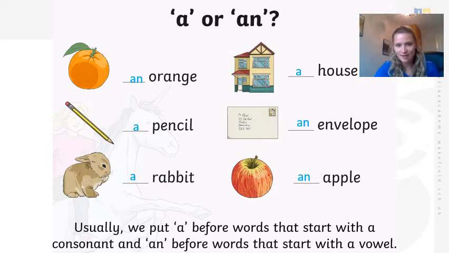So let's see, have we got it correct? Obviously I did the first one for us. So we had an, because our starting letter of our next word is a vowel, and we had a because our starting letter was a consonant. So let's have a look at my letter of my next word. It's a P. I know P is a consonant, so I would use a pencil. E is obviously a vowel, so I would have an because it's an envelope, not a envelope. Rabbit starts with an R, so this would be a consonant, so I could just put a. And apple starts with a vowel, so I would put an.